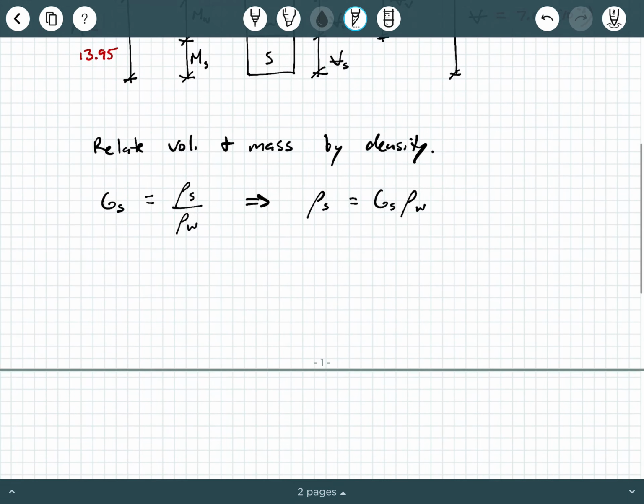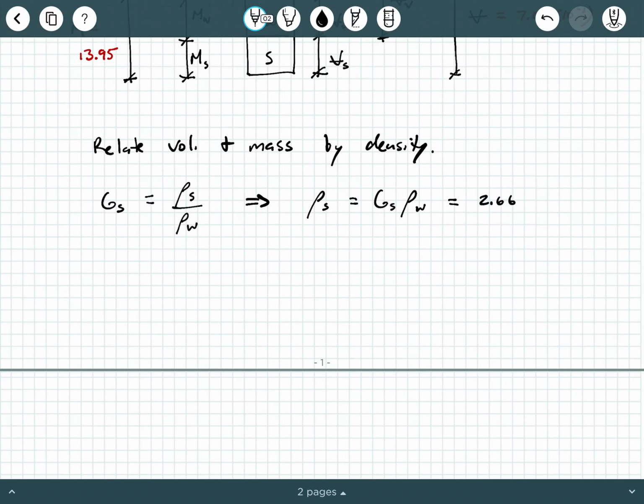G sub S is unitless, right? Specific gravity is unitless. So let's punch this in. We get 2.66. What is the density of water? Well, it's not 9.81 kilonewtons per meter cubed. That's the unit weight of water, okay? You need the density of water, right?